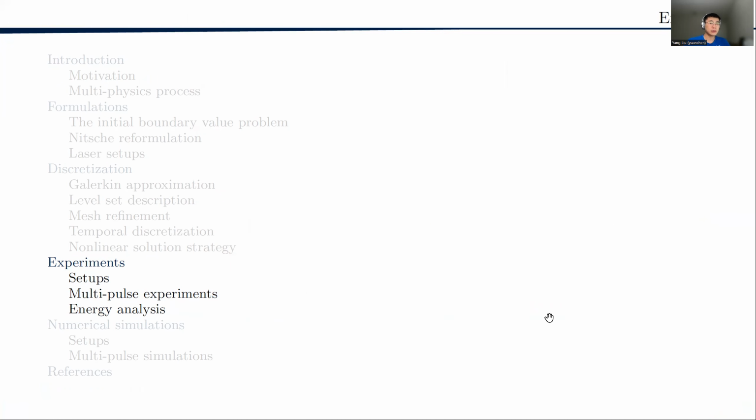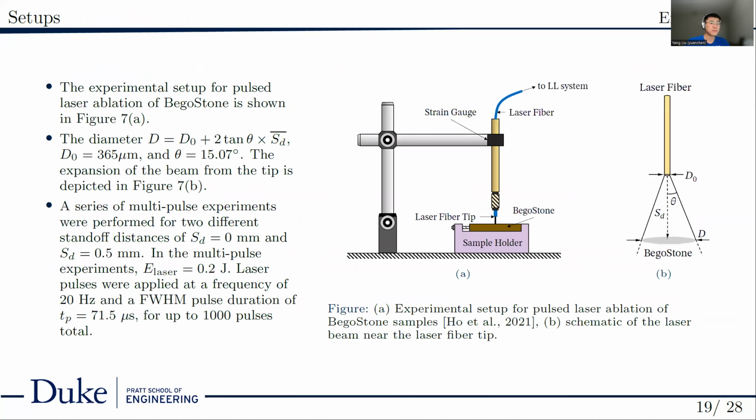Now, before we finally come to simulation results, I have to introduce the experiments of pulsed laser ablation so that we can have some sense of how the model should behave and what is necessary in the model. The experiment setup and laser beam illustration are shown in the figure. The diameter d of the irradiated laser beam increases with standoff distance, the distance from the tip of the fiber, here denoted SD, the so-called standoff distance. A series of experiments were performed for SD equal to 0 and 0.5 millimeter up to 1,000 pulses.